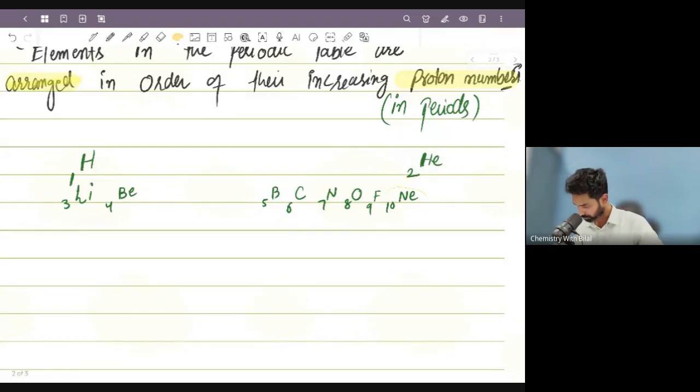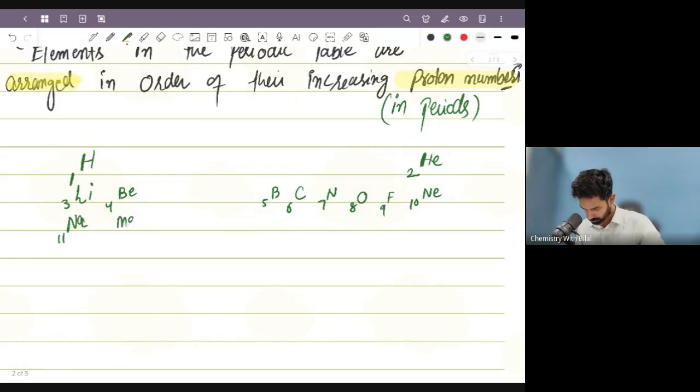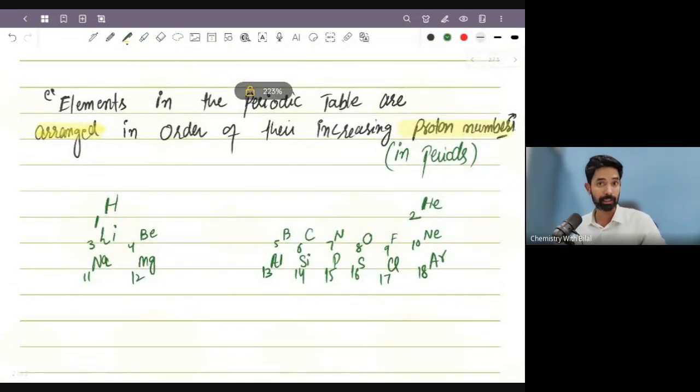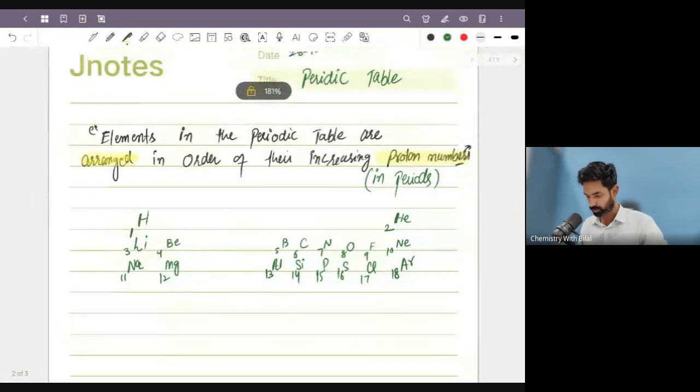So you see, this is the exact arrangement of how the atoms are arranged in the periodic table. So atoms in the periodic table are arranged in order of their increasing proton number. Similarly, we have sodium, which is 11, magnesium is 12, aluminum, this is the exact arrangement. And see, they are arranged in order of their increasing atomic number in the periods across left to right. And then 14 is silicon, phosphorus is 15, sulfur is 16, chlorine is 17, and argon is 18. So this is the evidence that atoms are not randomly arranged. They are arranged on the basis of their increasing atomic number from left to right in the periodic table.